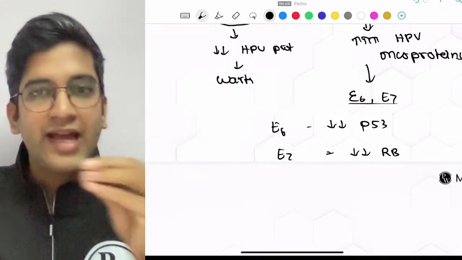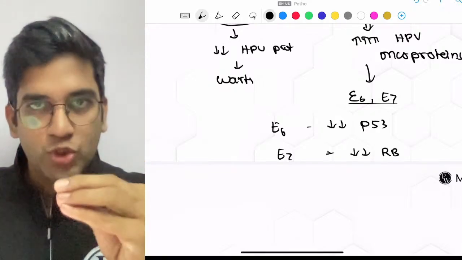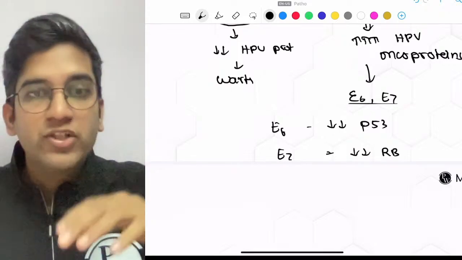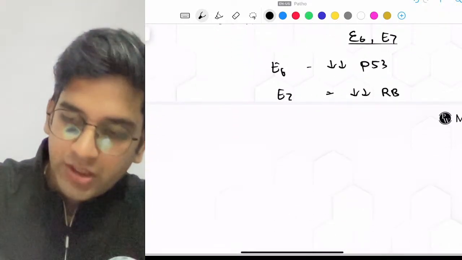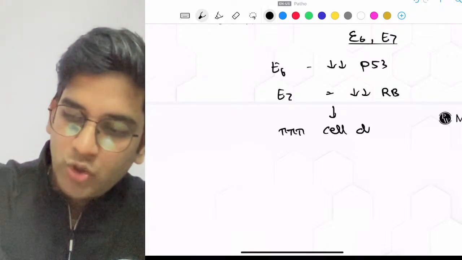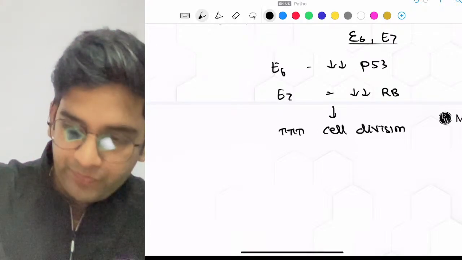So if P53 as well as retinoblastoma are getting destroyed, can I say that by default the tumor suppressor genes are gone, so they're not able to suppress tumor formation. This reduction will result in uncontrolled cell division, which obviously results in cancer.